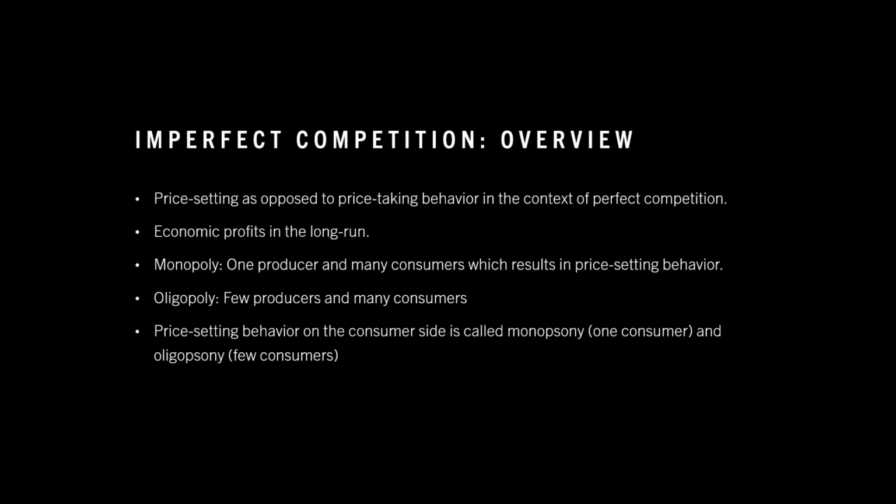Now, where things get a little bit more complicated and also more realistic is when we are looking at an oligopoly, where we have a few producers and many consumers. In an oligopolistic setting, an individual firm has certain control over the price, but so do its competitors. So the control over the price is more complicated because now we have a strategic interaction among producers. We are going to look at this strategic interaction among producers in the section on game theory.